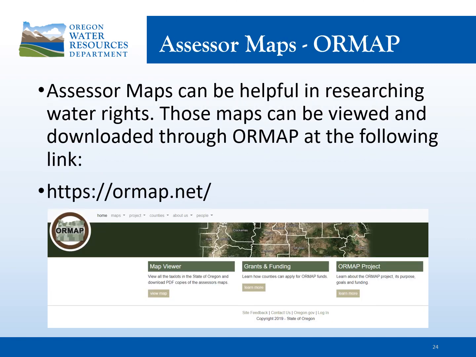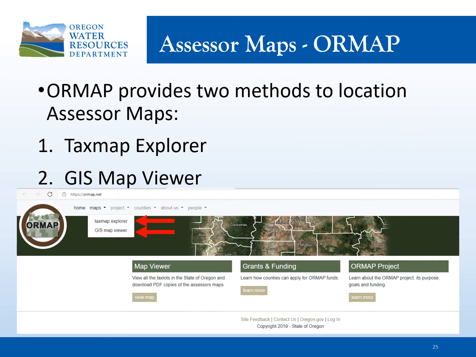In many cases, it is helpful to check an assessor map in order to locate properties. The ORMAP link will take you to a page that contains assessor's maps for each county in the state. ORMAP provides two search options. The first is called the Tax Map Explorer. This search allows you to search for a tax assessor map within a specific county. The maps are sorted by township, range, and section. The second search is the GIS map view. This search allows you to search by either navigating to an area, by zooming in, or by searching on a specific site address.